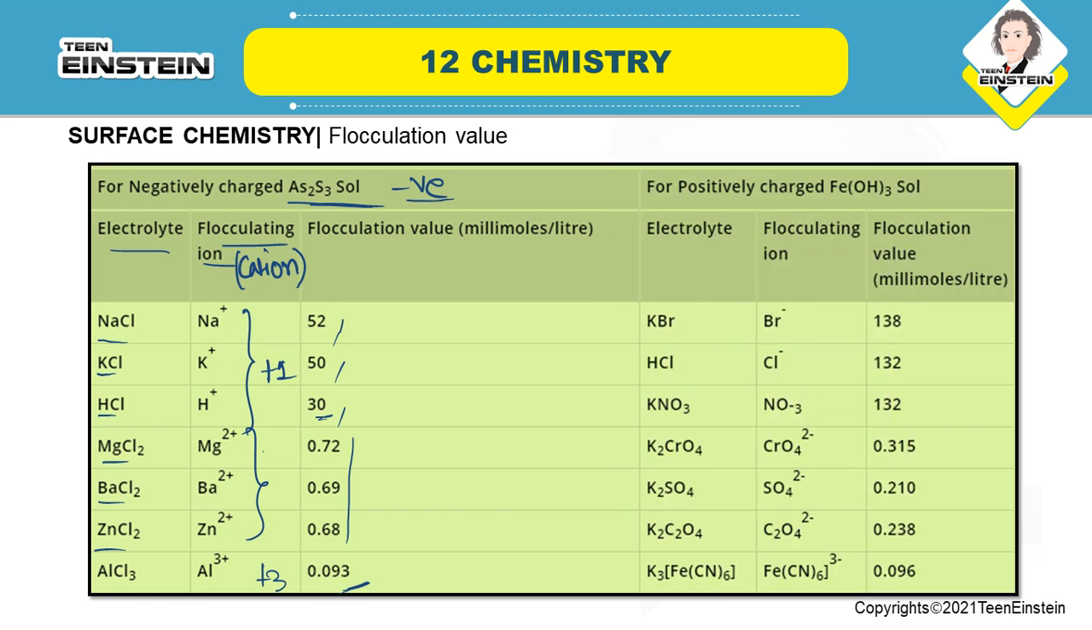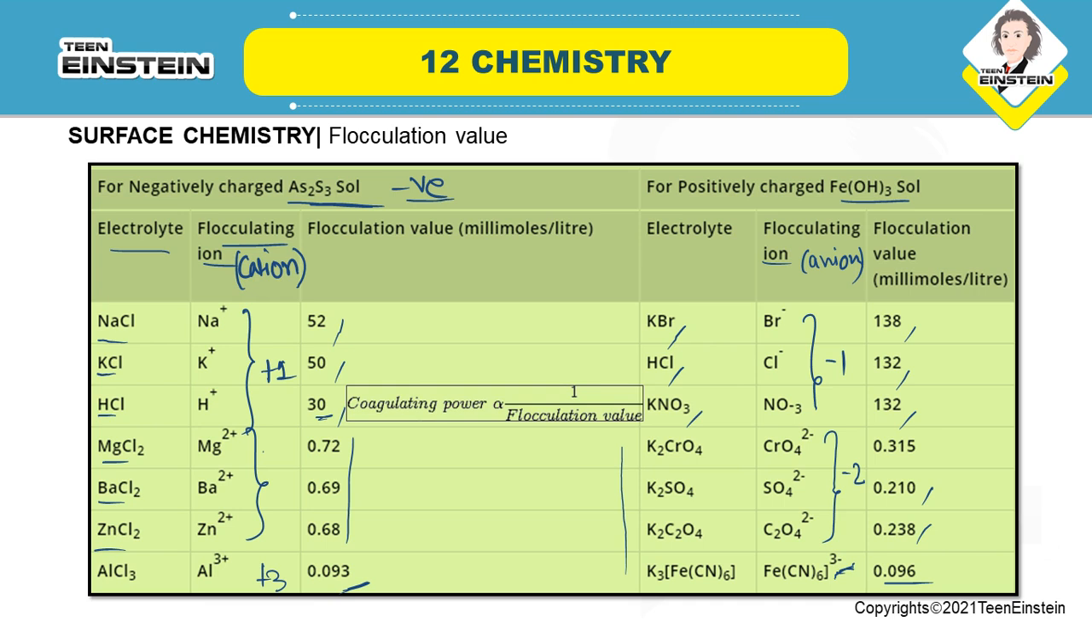If the colloid is positively charged, for example ferric hydroxide, now the flocculating ion will be the anion. So we will focus on the anion. All these three ions are -1, and their values are close to each other. These three ions are -2, values are close to each other. It is -3, so the value is further less. Among all these electrolytes, the minimum value is for K3Fe(CN)6 because here the anion has the maximum negative charge.